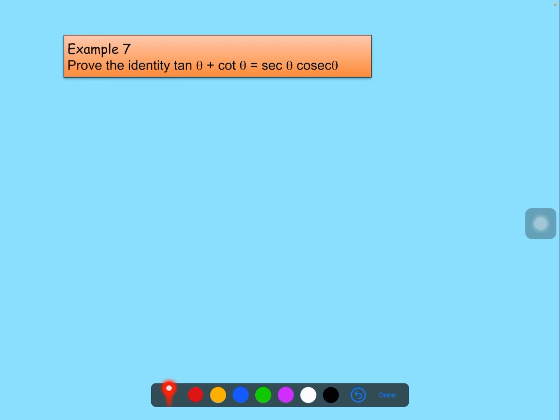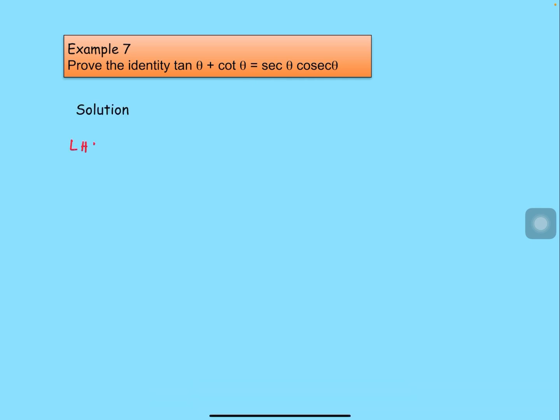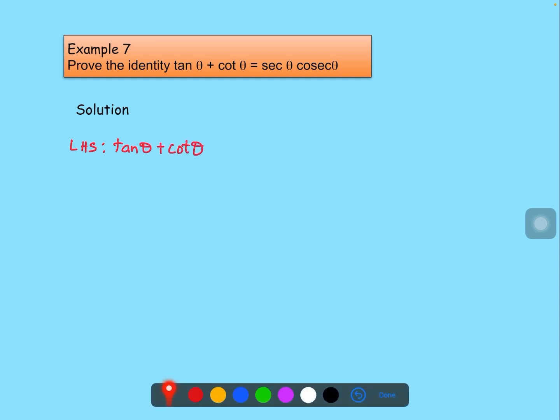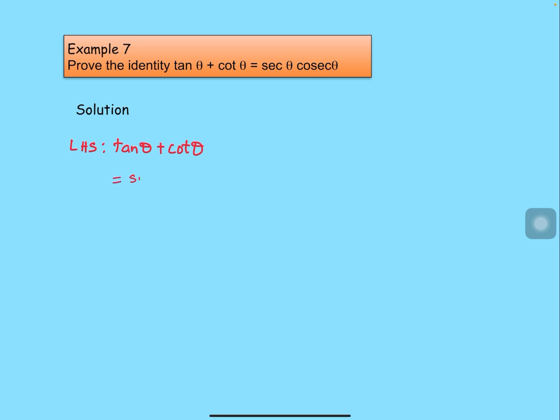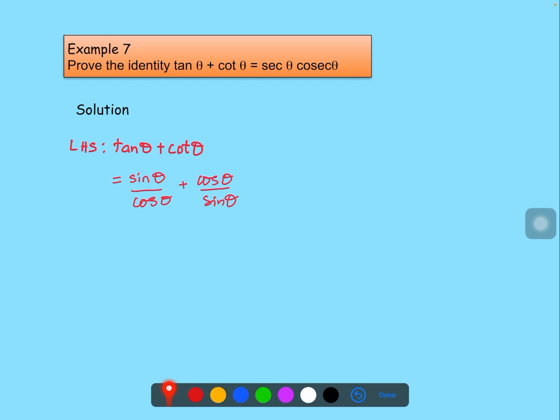Example 7. Prove the identity tangent theta plus cot theta equals secant theta cosecant theta. Solution. We must start with the left-hand side, tangent theta plus cot theta. We define tangent and also cot theta, so we have sin theta over cos theta plus cos theta over sin theta for cot.